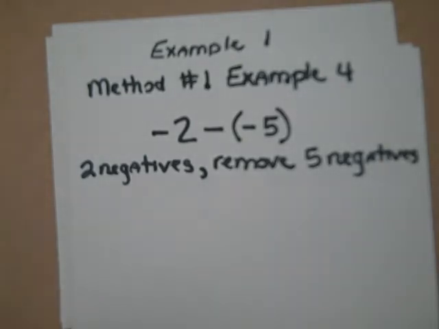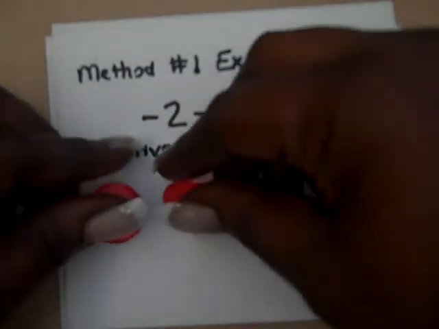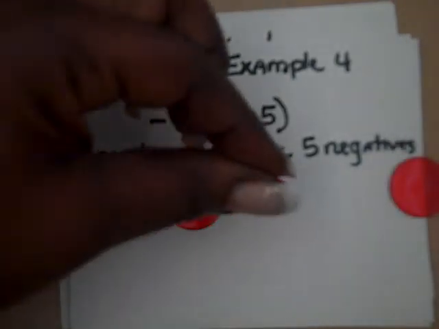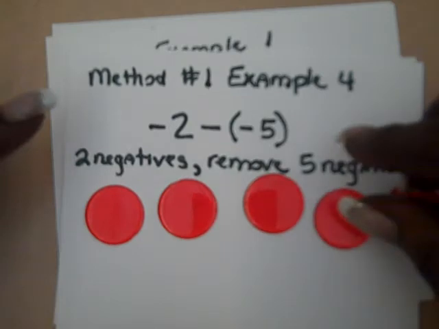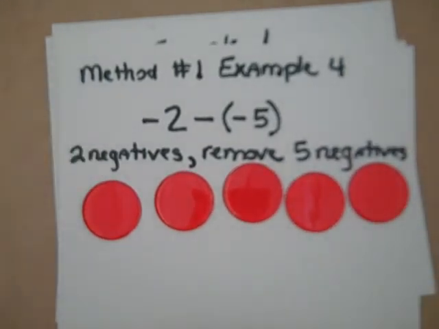The last example for counters, negative 2 minus negative 5, or in other words, 2 negatives, remove 5 negatives. Okay, so the first integer is 2 negatives. There we have 2 negatives. From that, I have to remove 5 negatives. Well, we only have 2 negatives, which means I'm going to have to add in 3 more negatives so that I can have those 5 negatives.